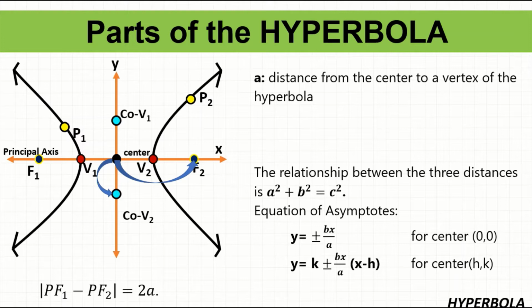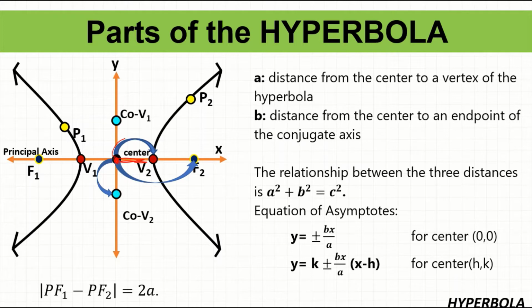Okay, so let us recall the parts of the hyperbola using this figure. A is the distance from the center, this is the center, to the vertex of the hyperbola. Okay, so A here is this line, this distance. B is the distance from the center to an endpoint of the conjugate axis. So again, from the center to one of the co-vertices. Okay, so that is B. So this is A and this is B.